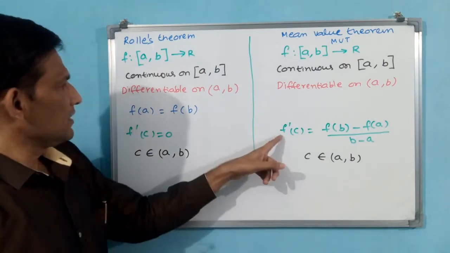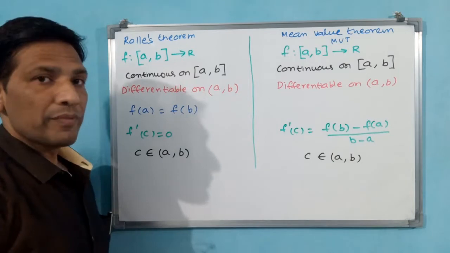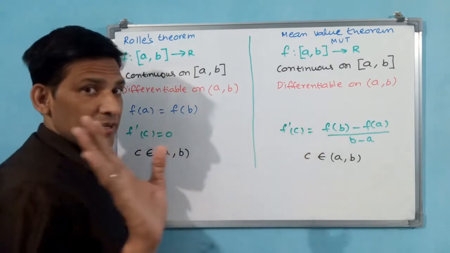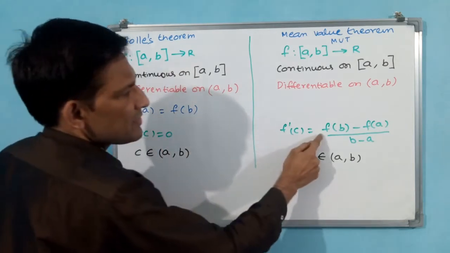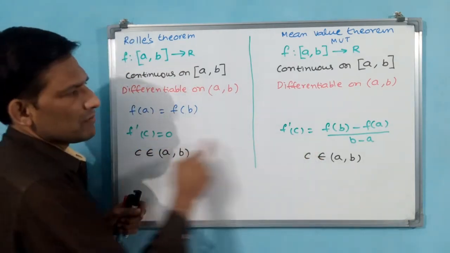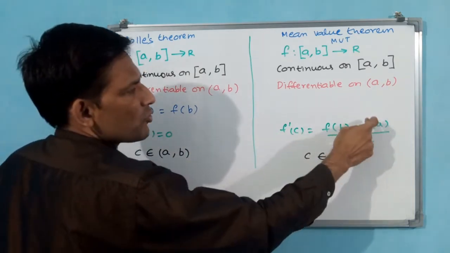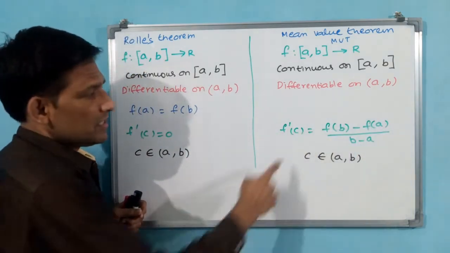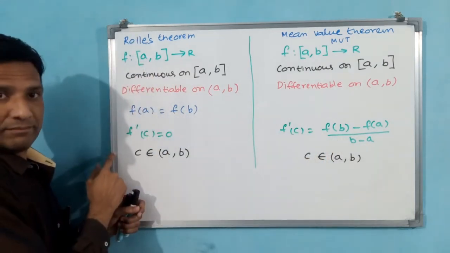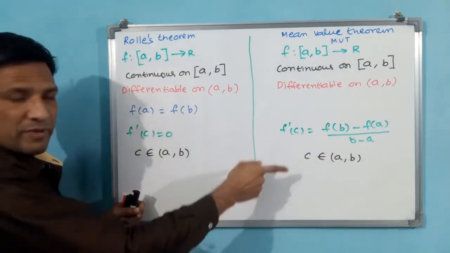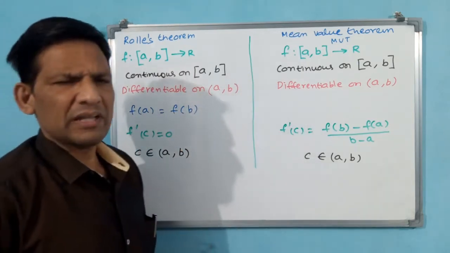Why? Because see, f dash c is something coming. Here you see, logically if you observe, if f of A is equal to f of B, what is f dash c going to become? 0 it is going to become. You see here, both are equal, which means automatically the numerator is going to become 0. Then this is going to become 0. If it is going to become 0, then we will go for Rolle's theorem, not the mean value theorem. If not equal to 0, then we will go for the mean value theorem, like that we can think.